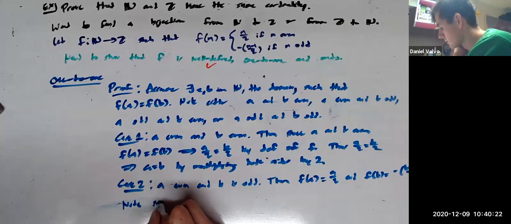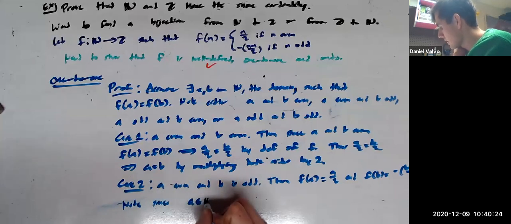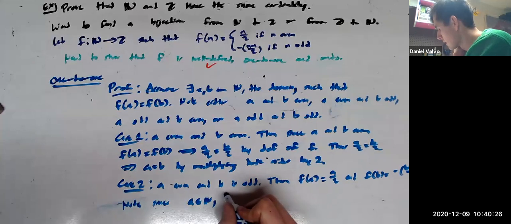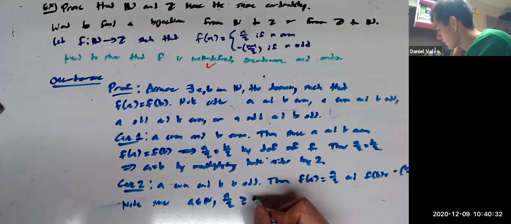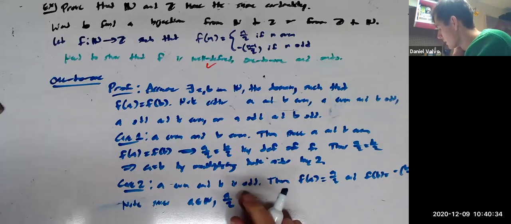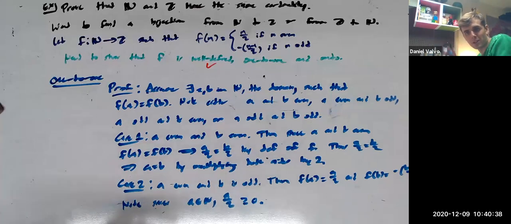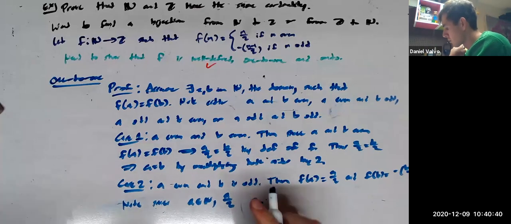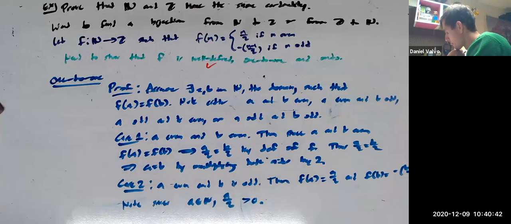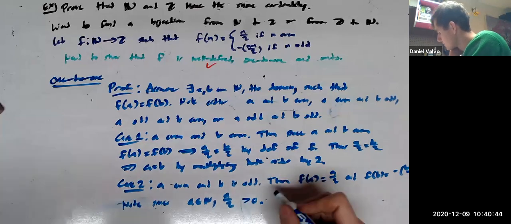Note, since A is in N, A over 2 is greater than or equal to 0, because a natural number, which is greater than or equal to 0, divided by 2 is still greater than or equal to 0. In fact, it's actually greater than 0.